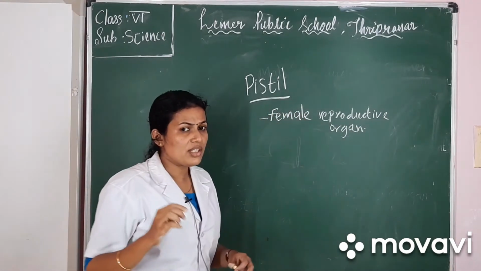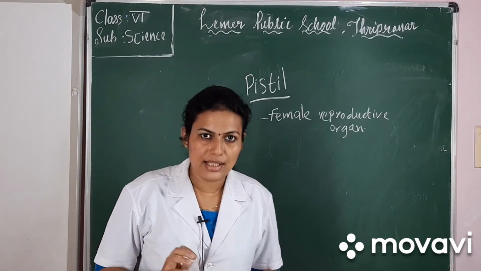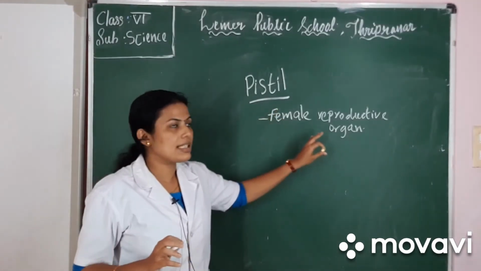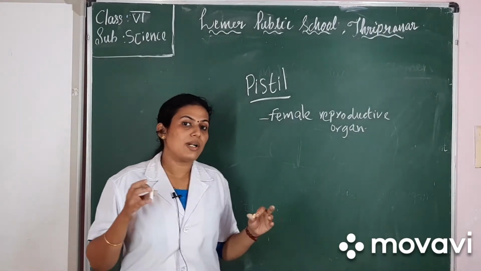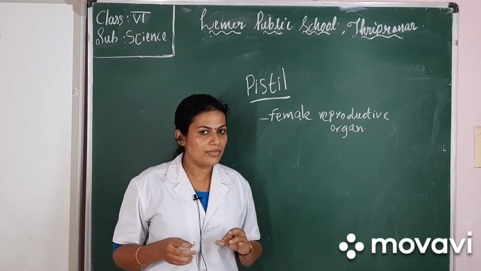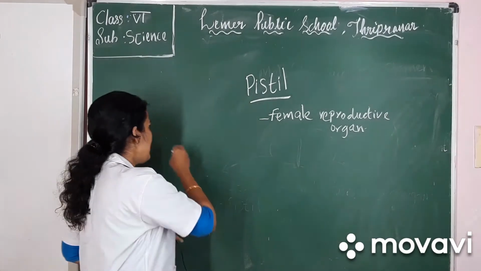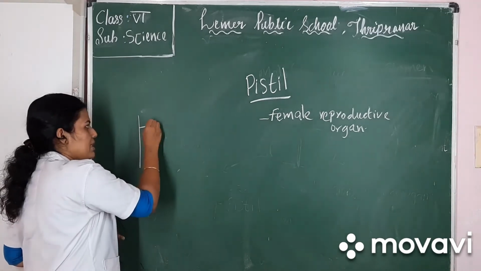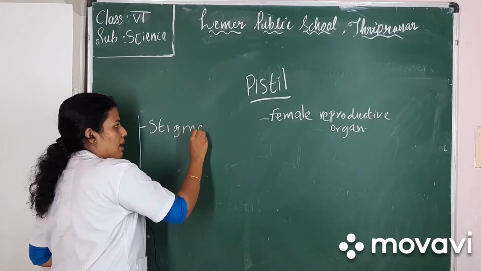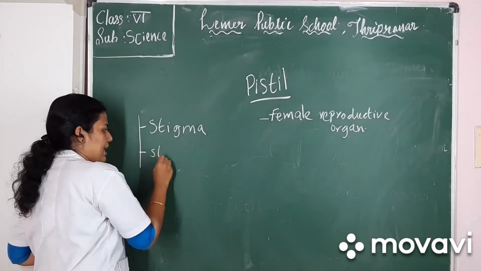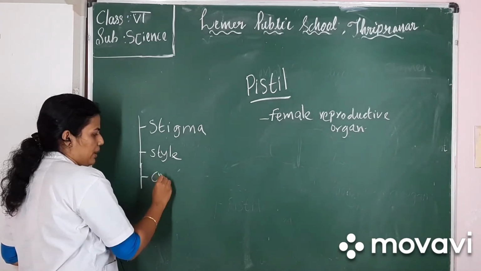So children, which is the male reproductive organ of a flower? Yes, stamen. And pistil is the female reproductive organ of a flower. Pistil also consists of three regions. They are stigma, style and ovary. Pistil consists of stigma, style and ovary.